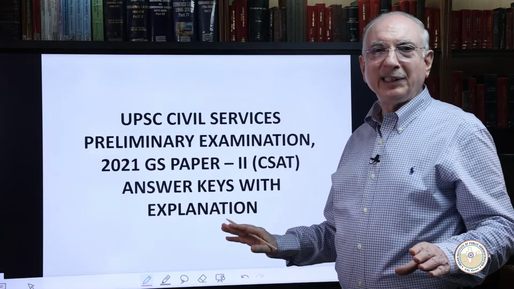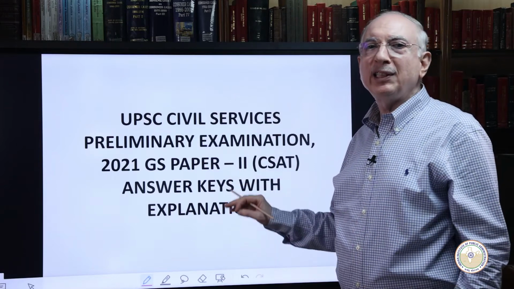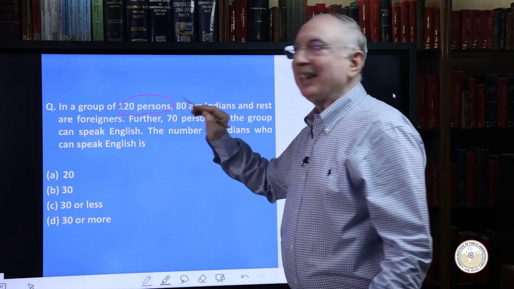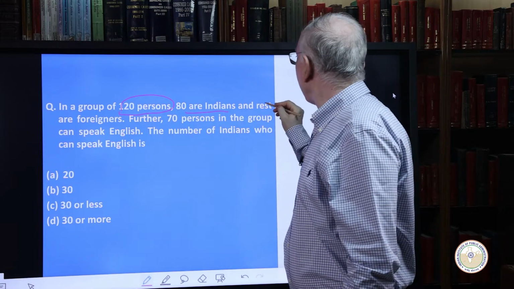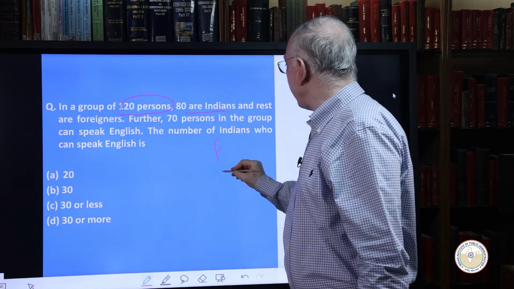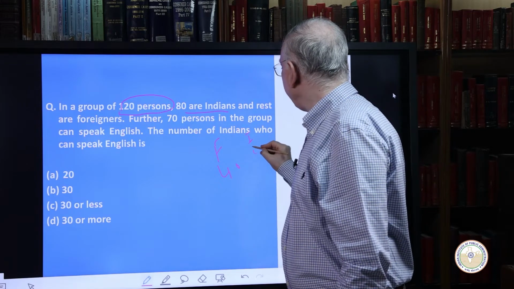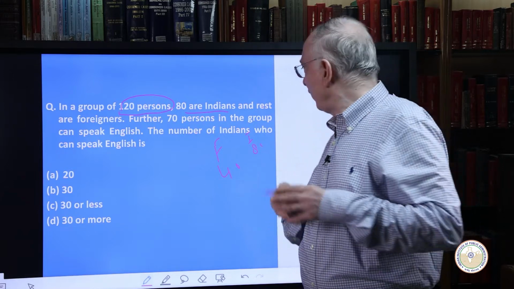After discussing strategy, let us now discuss the actual question asked by UPSC in the CSAT examination. Here there are 120 persons in a group, out of which 80 are Indians and the rest are foreigners. That means foreigners are 120 minus 80, that is 40, and Indians are, as given, 80. The maximum possible number of Indians who can speak English is 70.